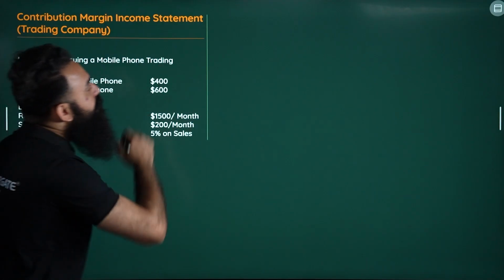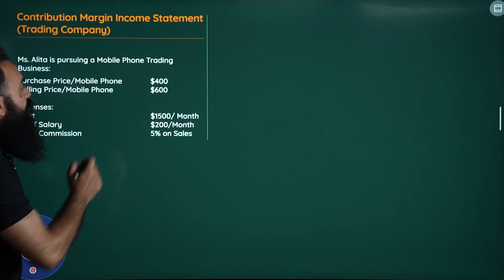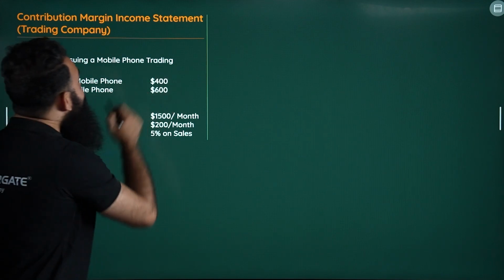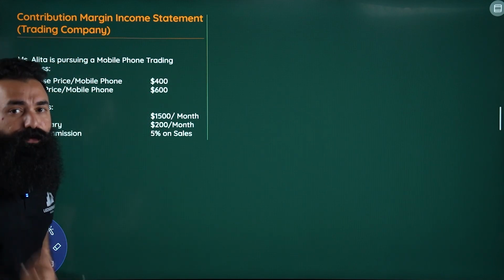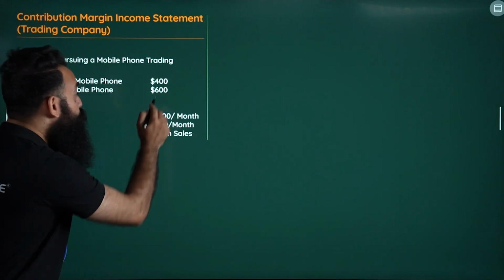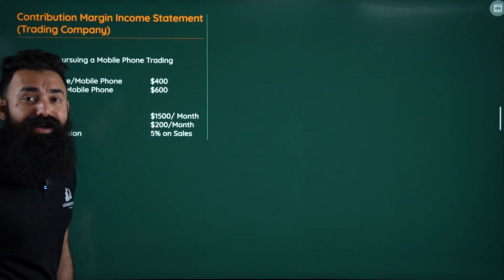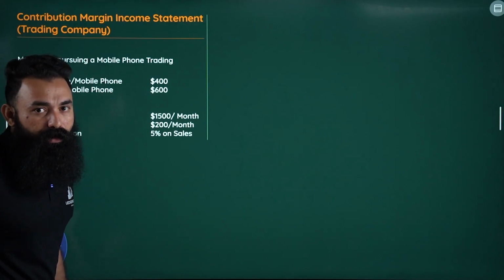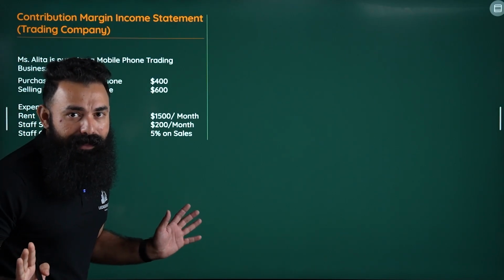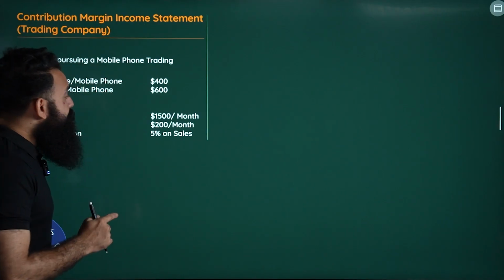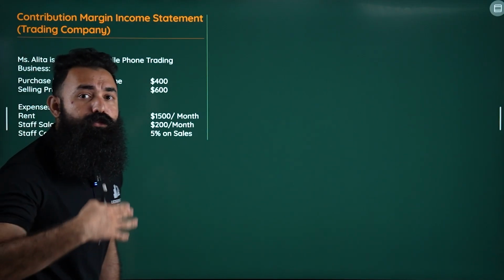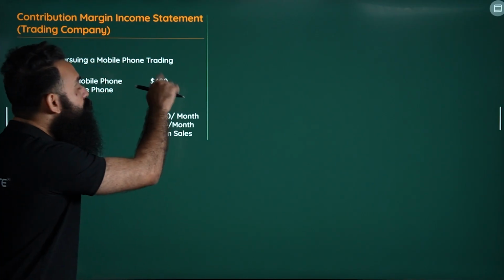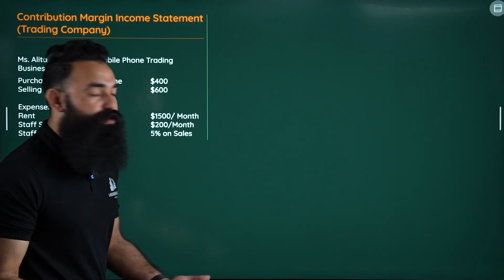Before preparing the contribution margin income statement, we will discuss the scenario. First of all, Alita is purchasing each mobile phone from an external supplier for $400, and she used to sell each mobile phone for how much? $600. So is this the only business activity? No. Of course, she has to pay some monthly expenses as well, in addition to this purchase price and selling price.